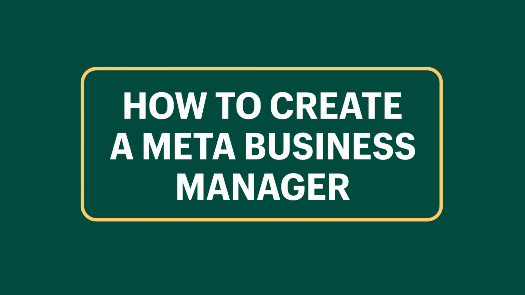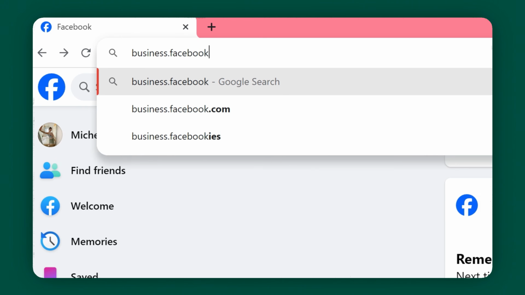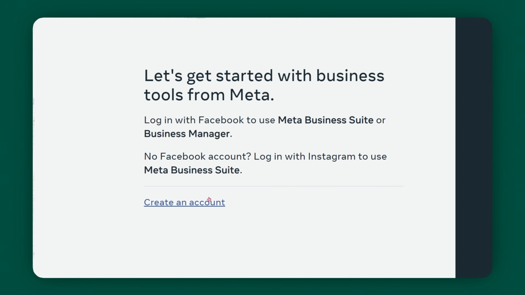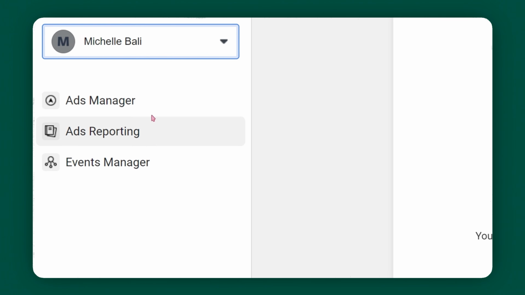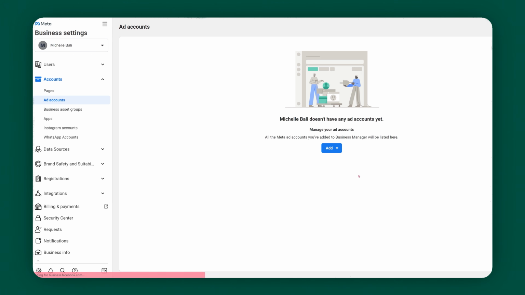How to create a Meta Business Manager. Meta Business Suite is where you're going to go to access the necessary tools for managing your ads. And you need to create an account. So you're going to go to business.facebook.com and then you're going to select create an account. How to create a Meta ad account. So next you're going to need to create a new advertising account. So to do this, you're going to select ads from the left menu bar and then follow the instructions.